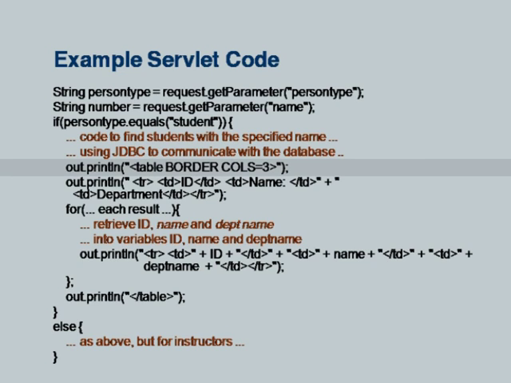Well, we have created a table, out.println table, with three columns, and then there is a header which says ID, name, department, and then for each result we loop. That loop would typically be on the result set. We have got a result set back after running a query. We loop on the result set, and for each row of the result set we output this thing. What is the output? Well, first get ID, name, and department name from the result set into local variables, and then print the value of these local variables onto out.